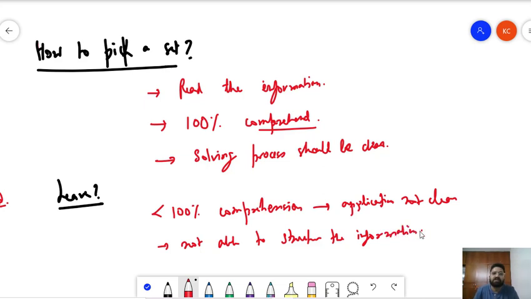What I mean by that is, are you able to understand, or are you seeing how you have to make the table, what information you put in it, what kind of table you have to make? If that is not clear, or the solving process is not clear, then probably you have to leave it.